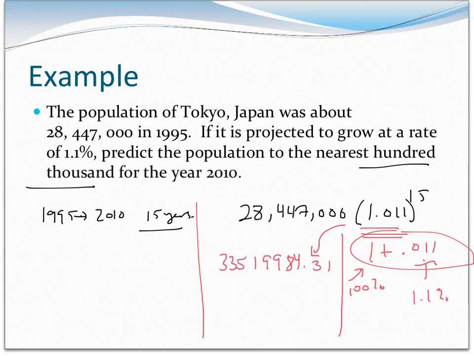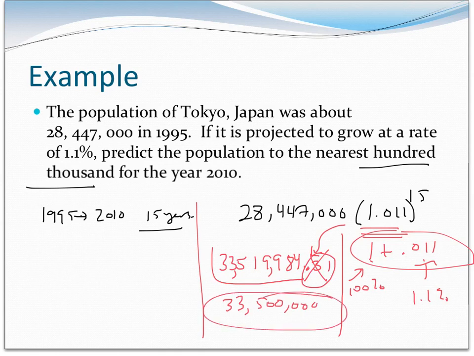Okay, so in this example, we end up with 33,519,984.31. So generally the rule of thumb is just to go ahead and round down, and I apologize, we're rounding to the nearest 100,000, so we would knock off that decimal if we were rounding to the nearest person. So rounding to the nearest 100,000, we'd be at 33,500,000, and that's the approximate projected population for Tokyo in the year 2000.